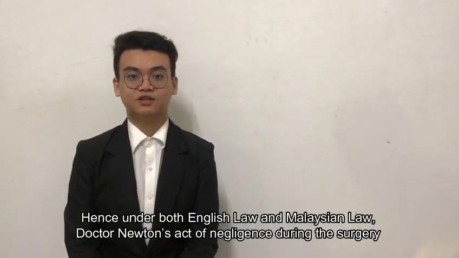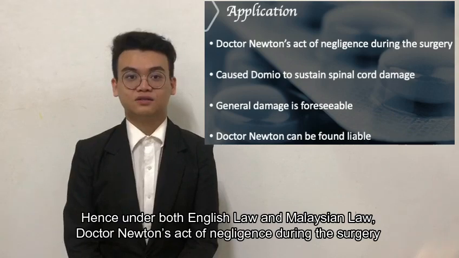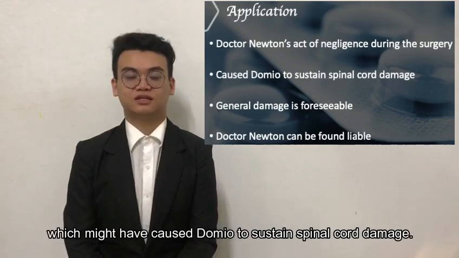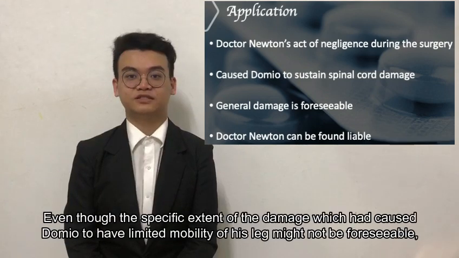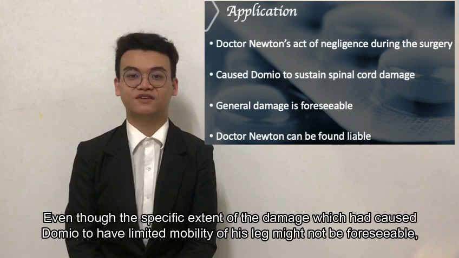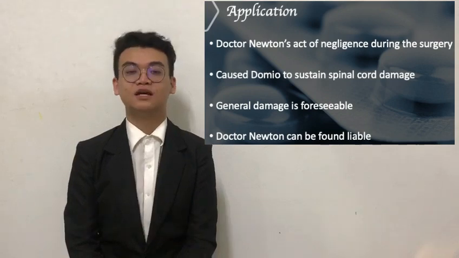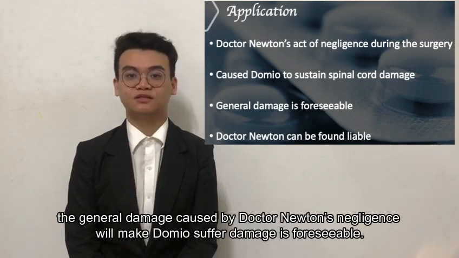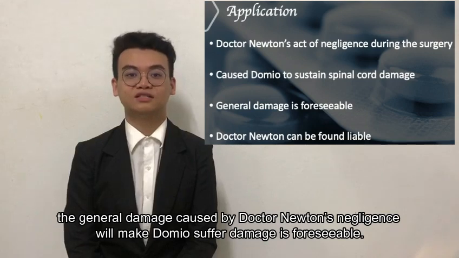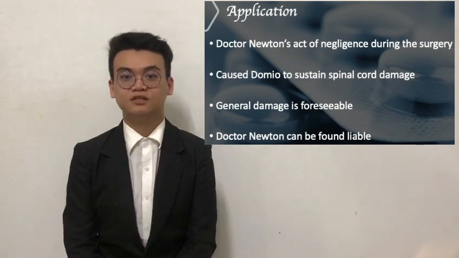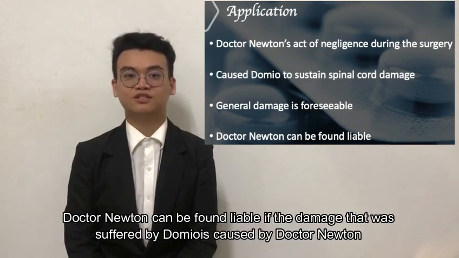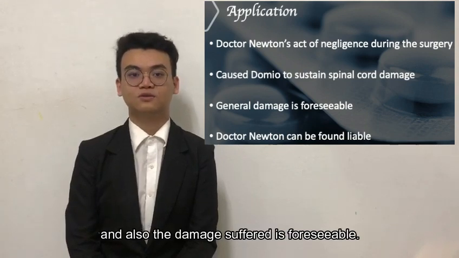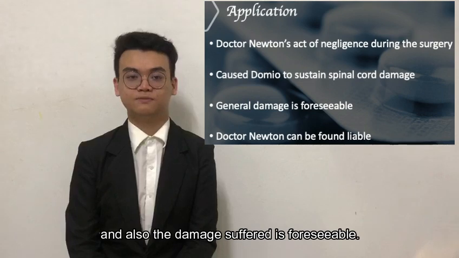Hence, under both English law and Malaysian law, Dr. Newton's act of negligence during the surgery, which might have caused Domio to sustain spinal cord damage, even though the specific extent of the damage which had caused Domio to have limited mobility of his leg might not be foreseeable, the general damage caused by Dr. Newton's negligence will make Domio suffer damage is foreseeable. Dr. Newton can be found liable if the damage that was suffered by Domio is caused by Dr. Newton and also the damage suffered is foreseeable.